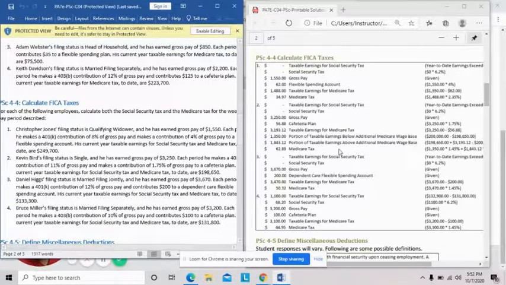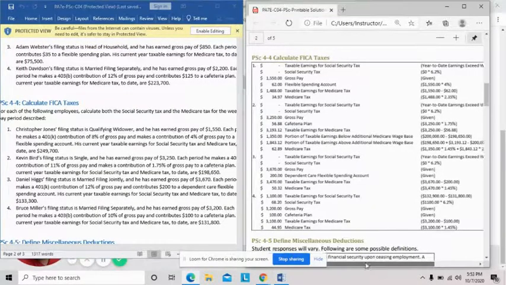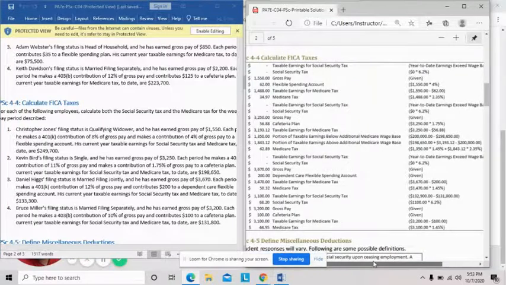So the taxable earnings for Social Security tax should also be zero here since it exceeds the wage base. Social Security tax, therefore, will be nothing as well. But we'll look at the gross pay that's given, $36.70. The dependent care flexible spending account is also $200. So we subtract those two numbers to find $34.70. Then we multiply that amount by 1.45% to get the Medicare tax of $50.32. So that should be the solution for that.